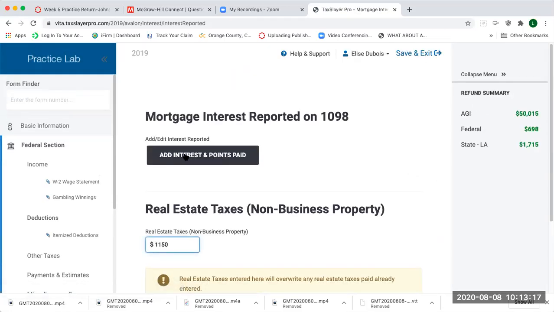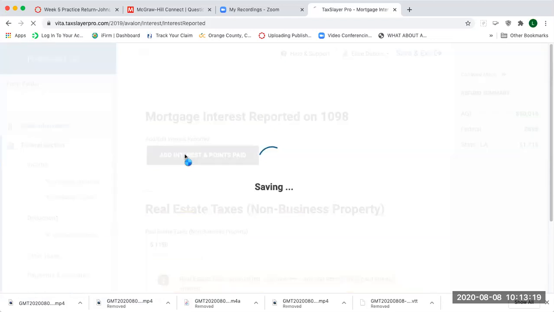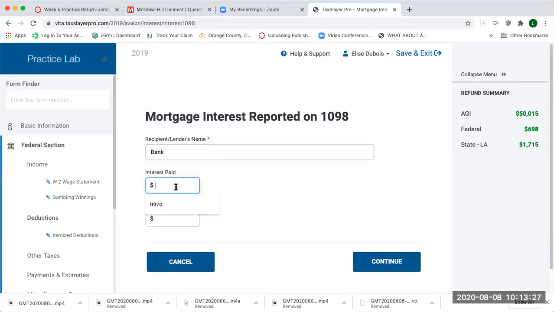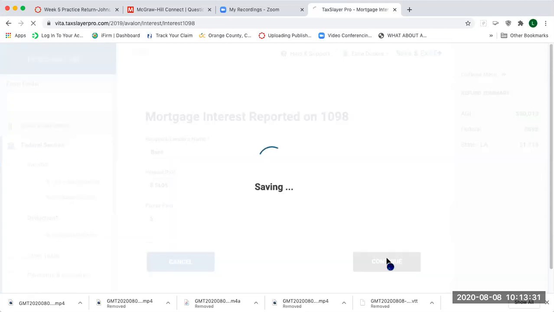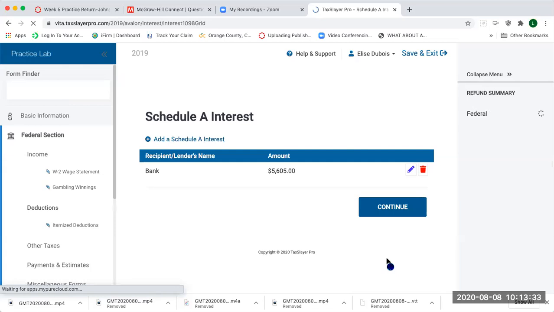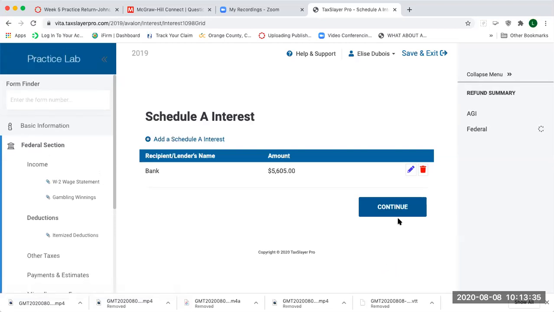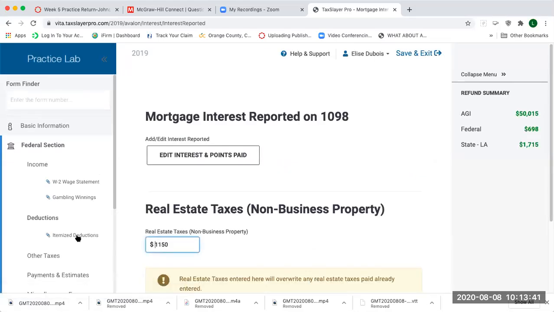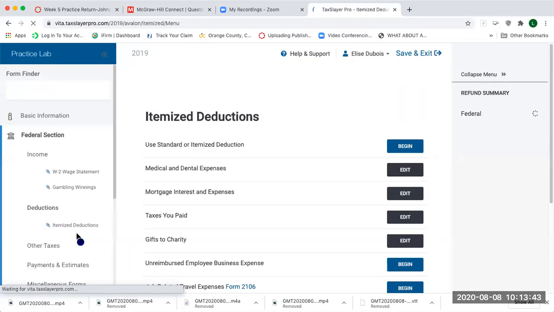So right here, we add the interest paid. We don't have a bank, so we just put bank here, and interest paid was 5605. Okay, we'll click continue. Then we want to get back to itemized deductions.